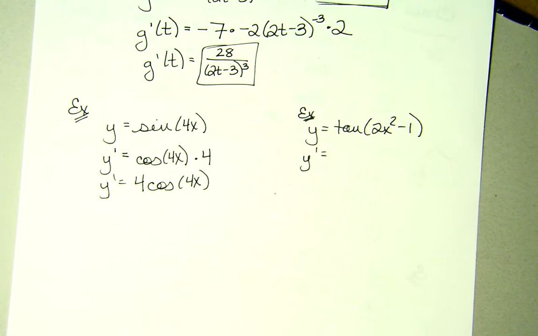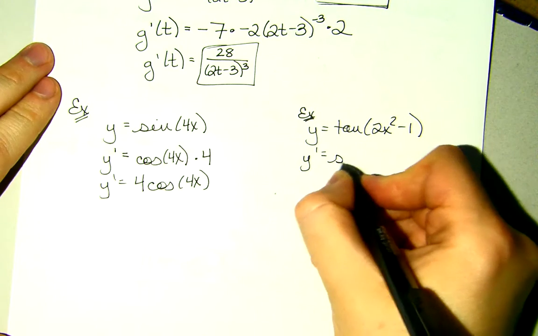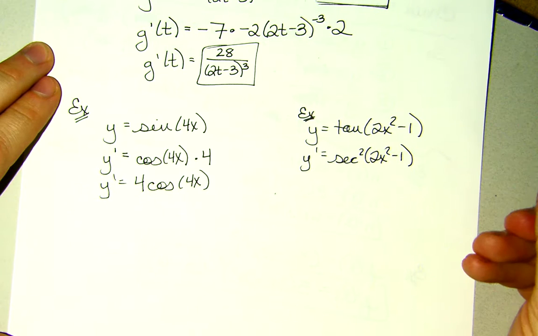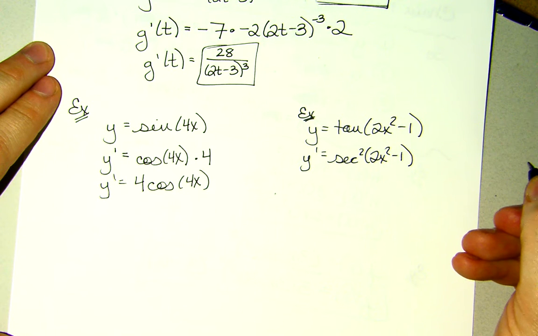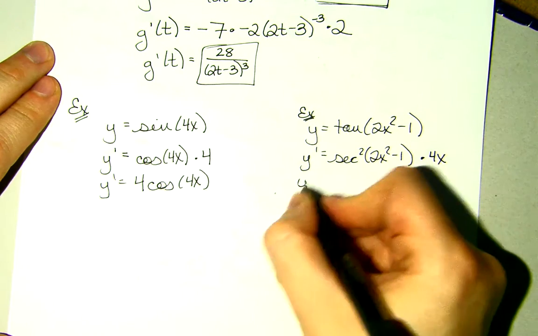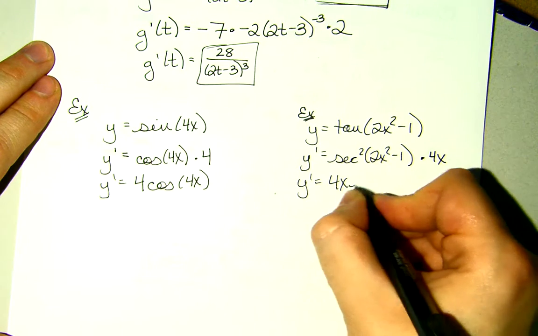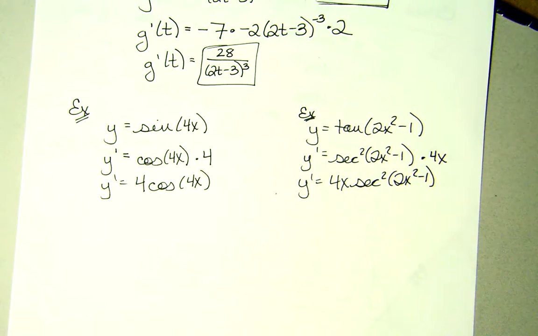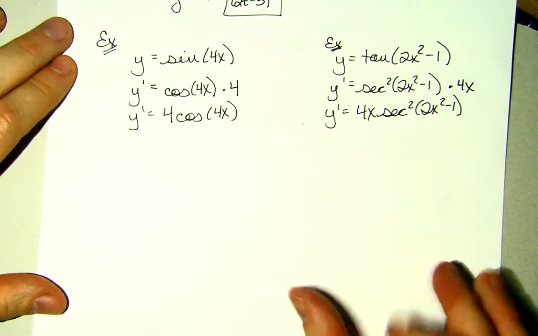It's the derivative of a tangent. Secant squared of the thing inside. So secant squared of 2x squared minus 1. Do I need anything else? Yeah, like what? 4x, the derivative of the thing inside. I'm going to rewrite this, and I'm going to say 4x secant squared of 2x squared minus 1. Next.